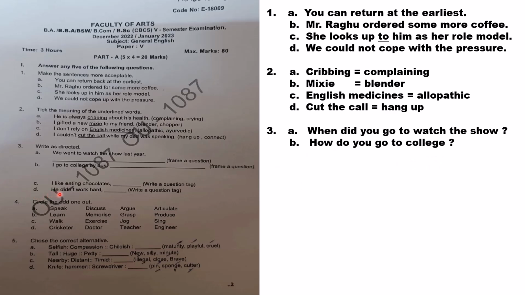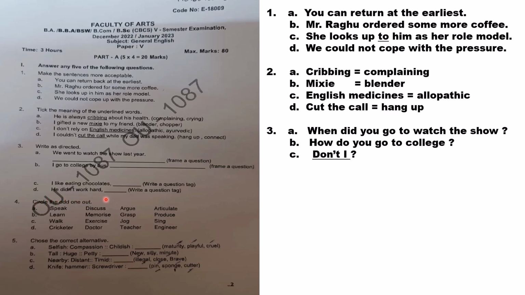Third C. I like eating chocolates. Write a question tag. If you remember my video on question tag, students, I clearly mentioned that if the statement is positive, the question tag will be negative. Don't I? I like eating chocolates. Don't I? So here the negative will be taken up. Well, let us move on to third D.